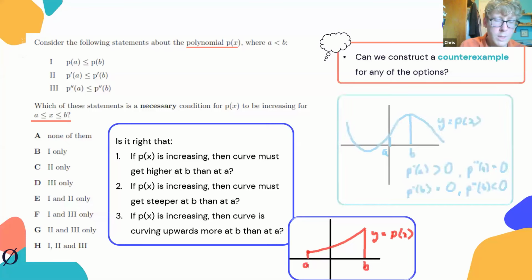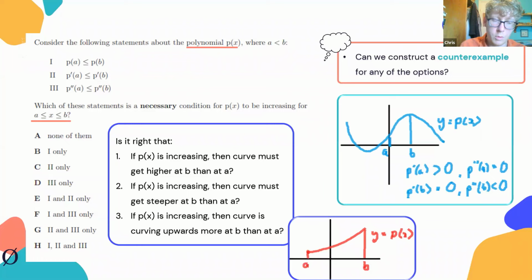Well, I made sure to draw a nice function before, which had positive and negative gradient in different places. It had positive and negative second derivative. And if we just use that example again, I can pick some points A and B that do make counterexamples to 2 and to 3. So statement 2, what we're checking is if the function is increasing, does it have to be steeper at B than at A? So a counterexample would be something where it is increasing, but it's not steeper. So maybe it leveled off.